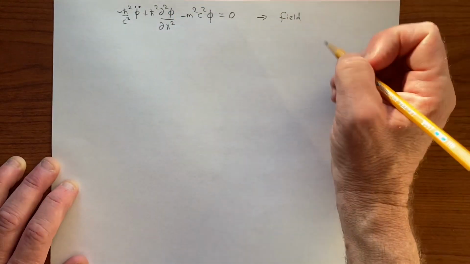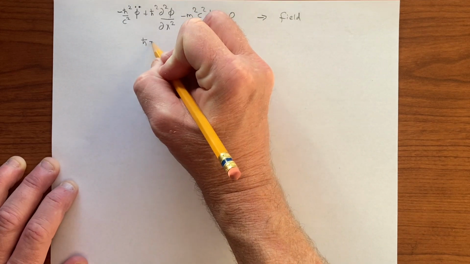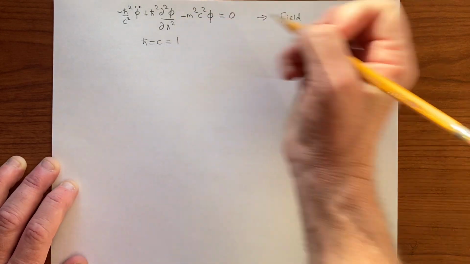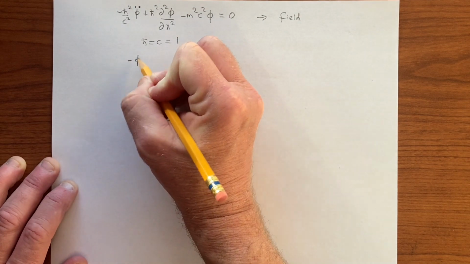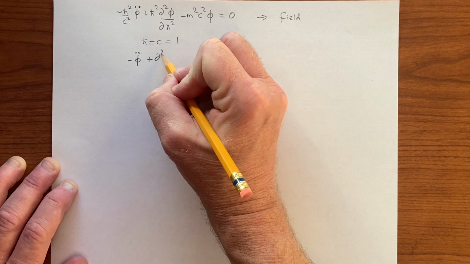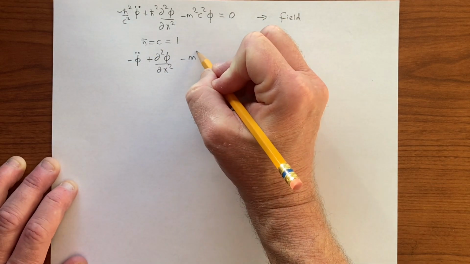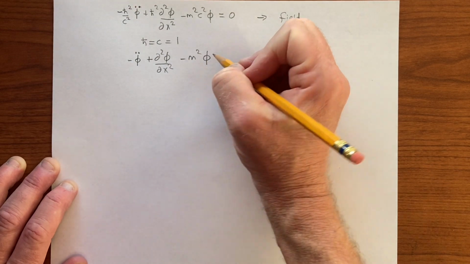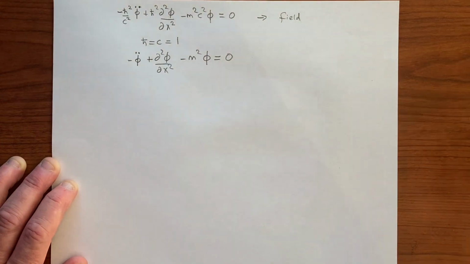To do that, maybe we can simplify things for ourselves by setting h bar equals c equals 1. Then this equation becomes minus phi double dot plus del squared phi minus m squared phi equals 0.